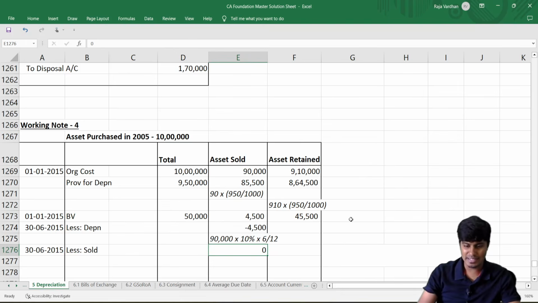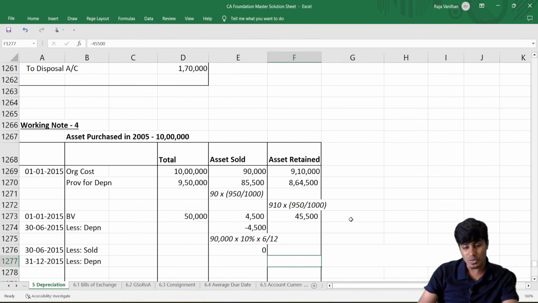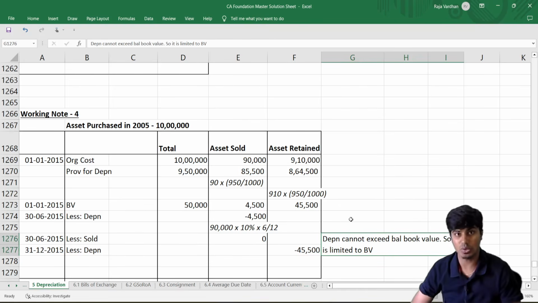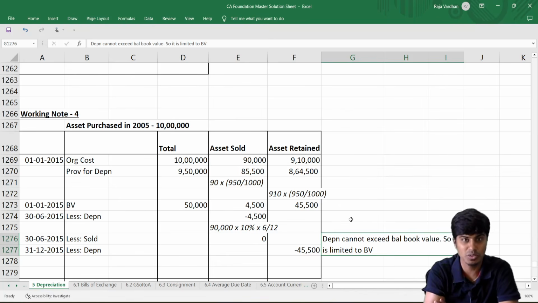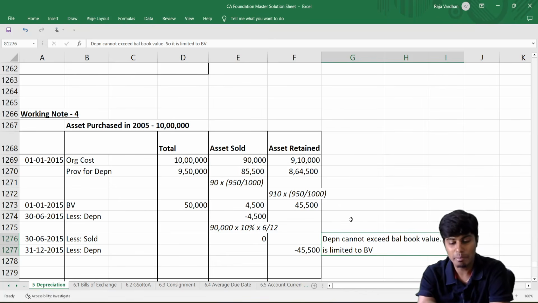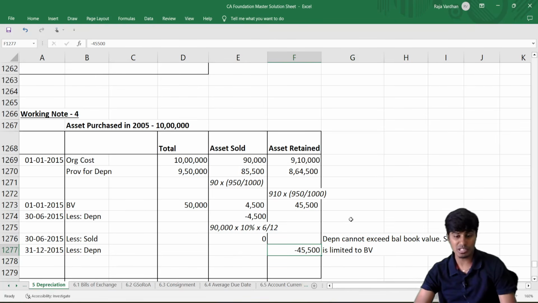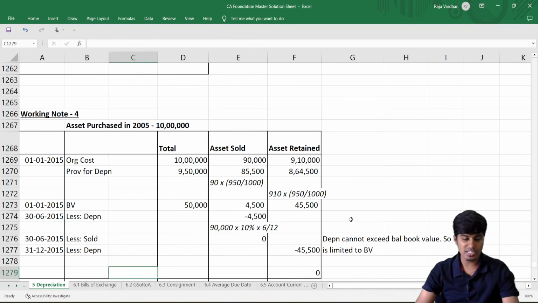I hope you agree. And the retained asset further has to be depreciated at the end of the year, 31st of December 2015. Depreciation on this asset, 9,10,000 at 10% for the entire year, will come to 91,000. We cannot provide depreciation as 91,000. If I provide 91,000 depreciation, my asset will become minus 45,500. I can depreciate only half. You remember we discussed this asset can be depreciated only for 6 months. So I need to provide half year depreciation. If I provide 91,000 depreciation, my asset will become negative. So this asset's book value is 0 after sale.